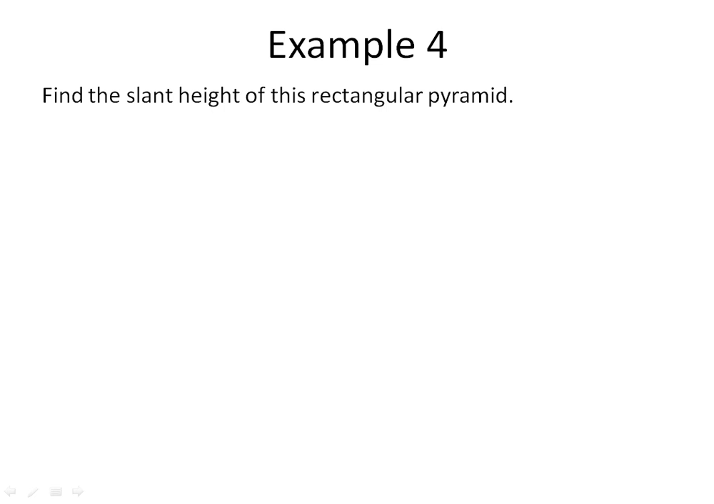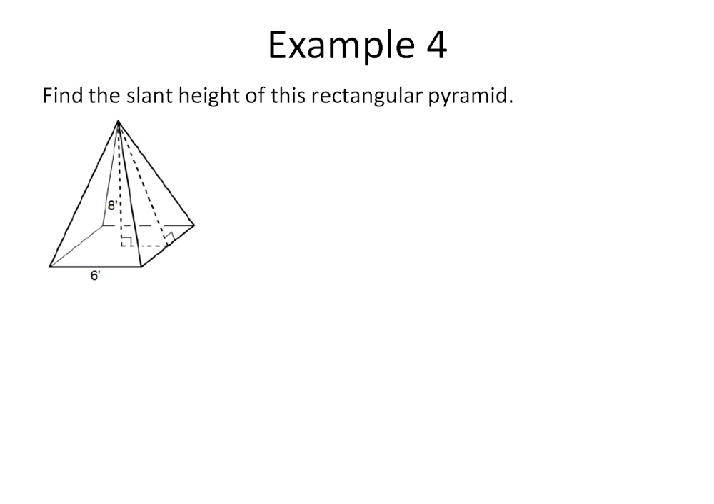Okay, example 4, they want us to find the slant height of this rectangular pyramid. So notice what we've got here. We've got a rectangular pyramid. They're telling us that the altitude or the height of the pyramid is 8 feet, the perpendicular distance from the base to the apex. They told us that the side of this rectangle is 6 feet. So that means this little part right here, because it goes from the center of the rectangle, is going to be 3 feet long.